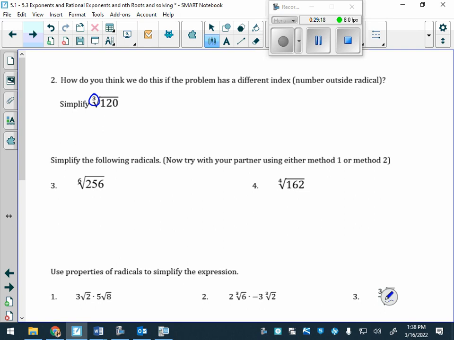So we'll do this first one together. 2 factors of 120. Yep. Okay. 40 and 3, and then I could keep going. To what?